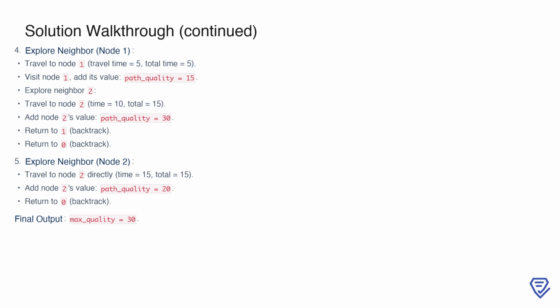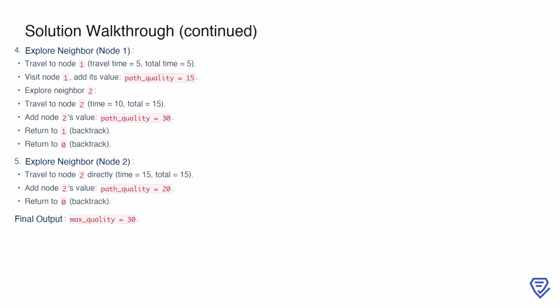Next, instead of visiting node 1, we travel directly to node 2 from node 0. This travel takes 15 units of time, so the total time used is now 15. Adding the value of node 2 gives a path quality of 20. Once again, we return to node 0.